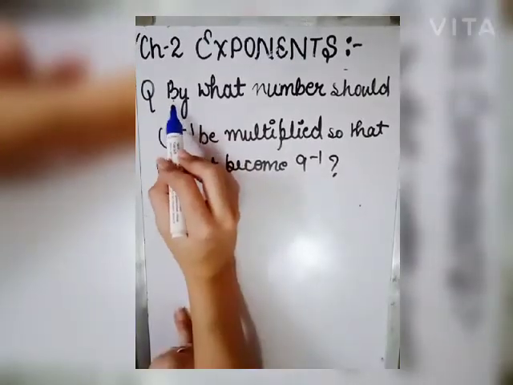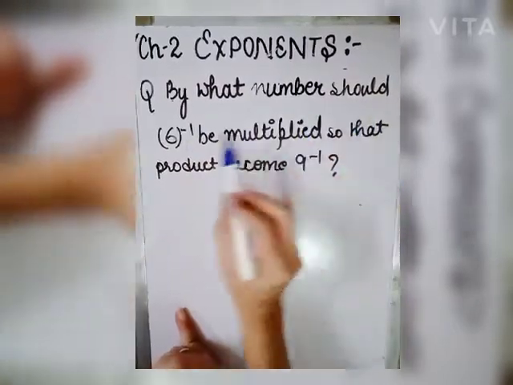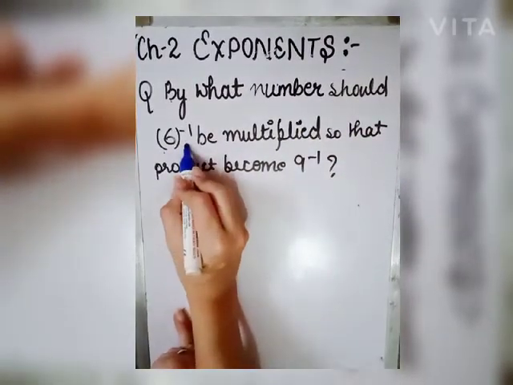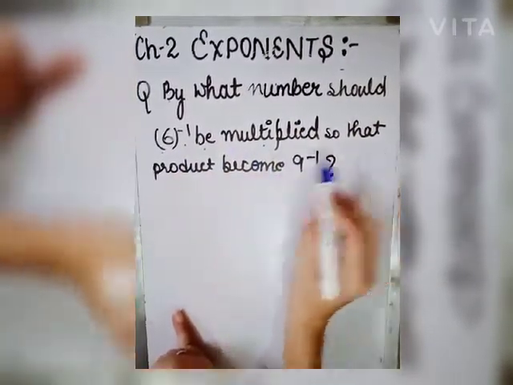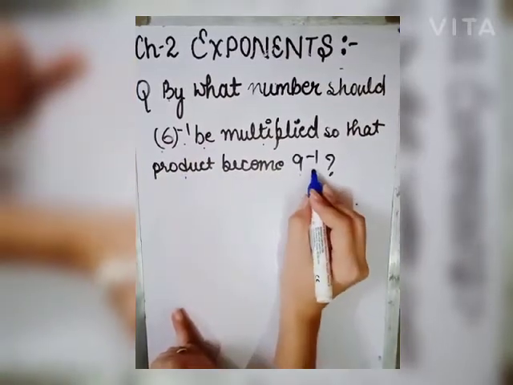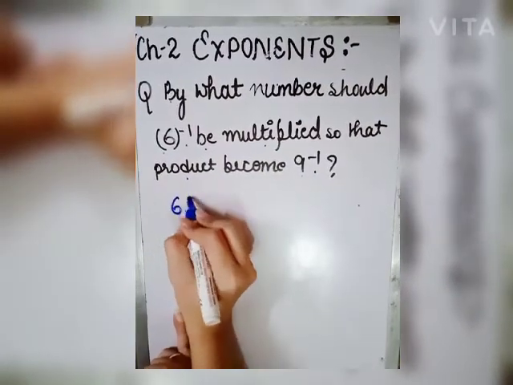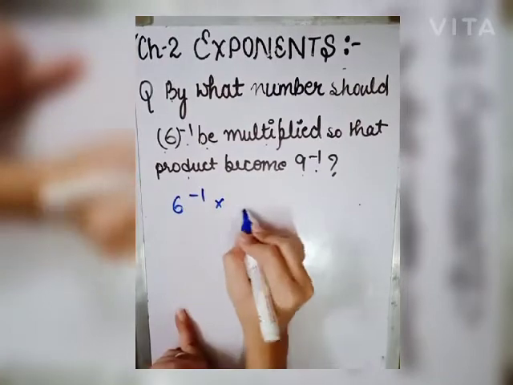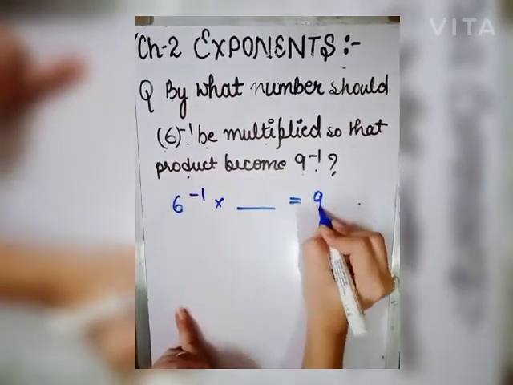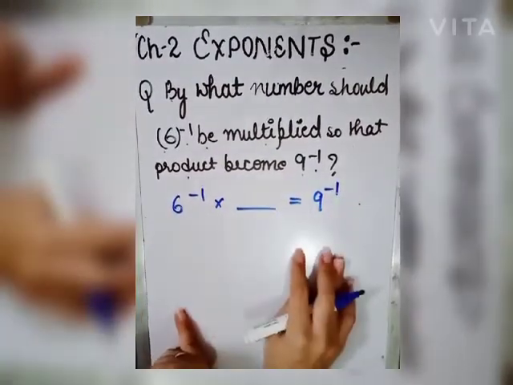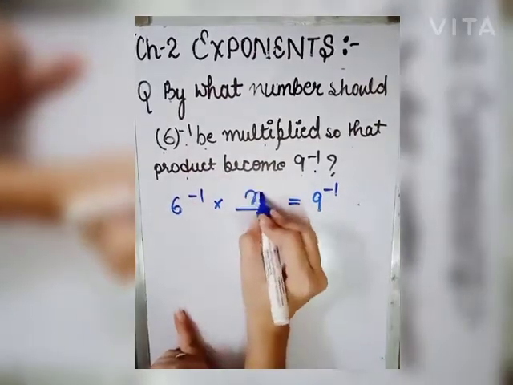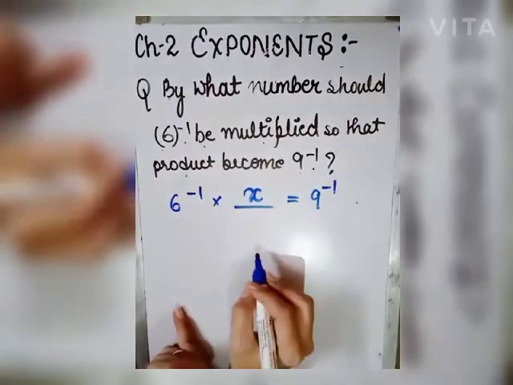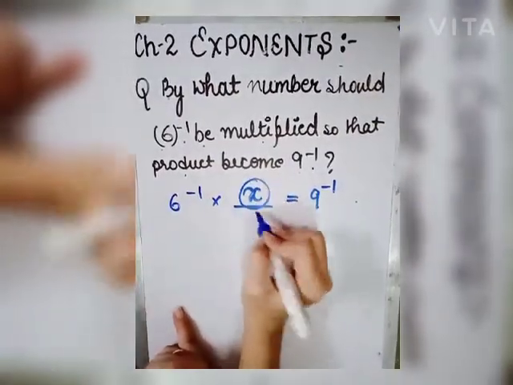Now look at this problem. By what number should 6 raised to the power minus 1 be multiplied so that the product becomes 9 raised to the power 1? 6 raised to the power minus 1 में क्या मल्टीप्लाई करें जिससे इसका प्रोडक्ट 9 raised to the power 1 हो जाए? Suppose we multiply x, and now we have to find the value of this x.